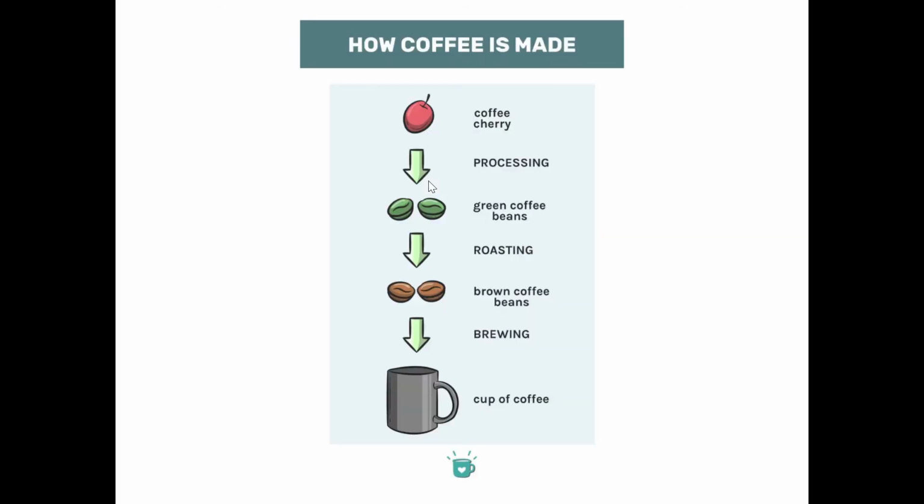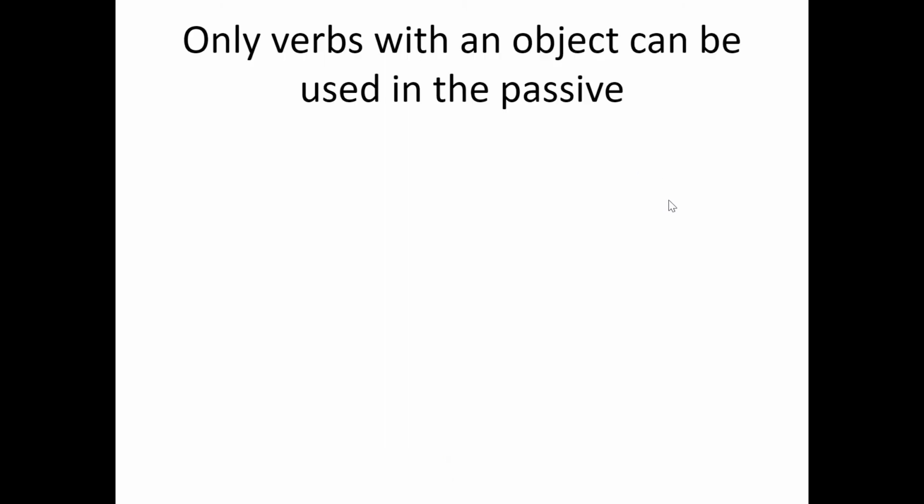For this reason, the passive is very commonly used in describing a process. For example, here, how coffee is made, right? So first the cherries are picked, then the green beans are grown, then the beans are roasted, then the coffee is brewed, and then a cup of coffee is made. We're keeping the focus on the coffee. It's not important to talk about the people doing it, so we use the passive voice.